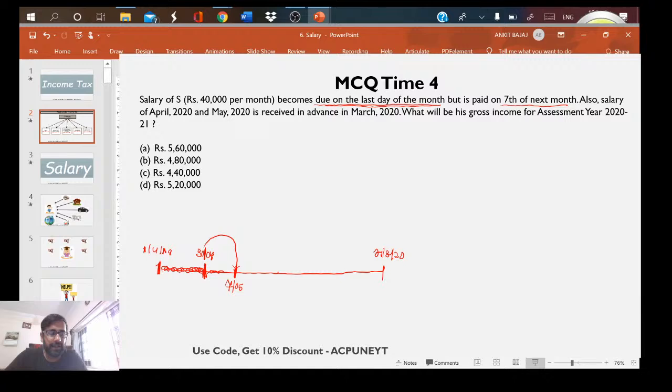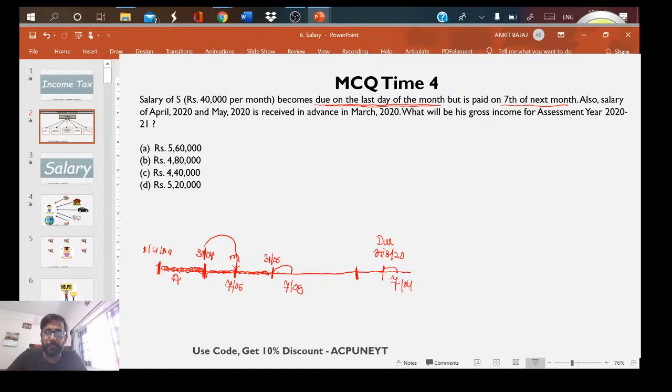Similarly, if he is providing services for May month, his salary is going to be due on 31st May and he will receive this May salary on 7th June. So this is how his salary is going to be due and accrue. Is it clear? For March month, his salary is going to be due on 31st March, but he will receive this salary on 7th April.